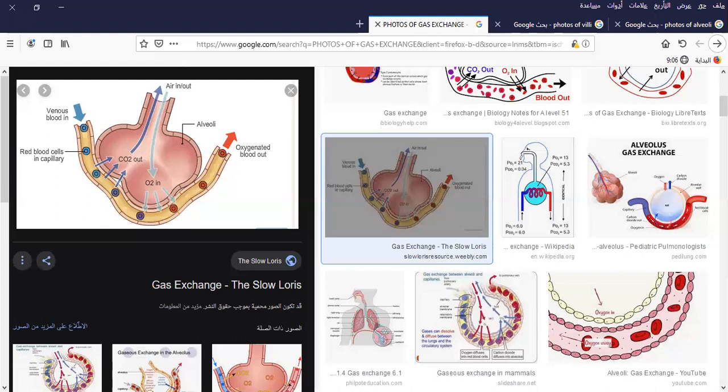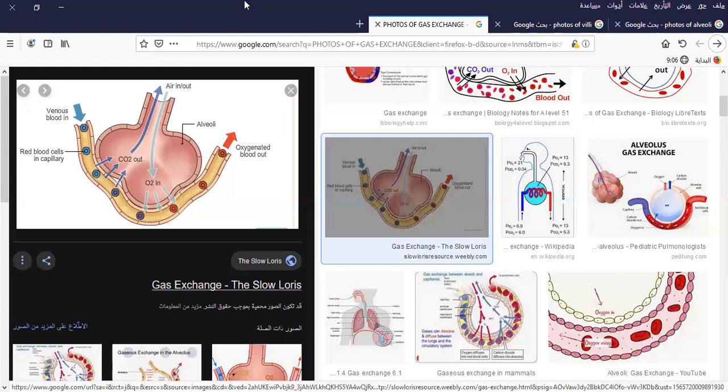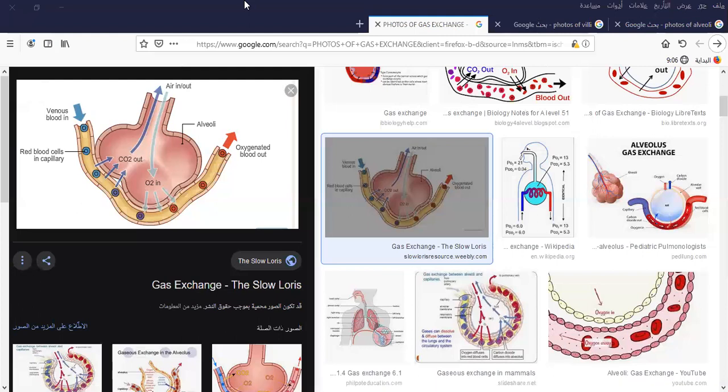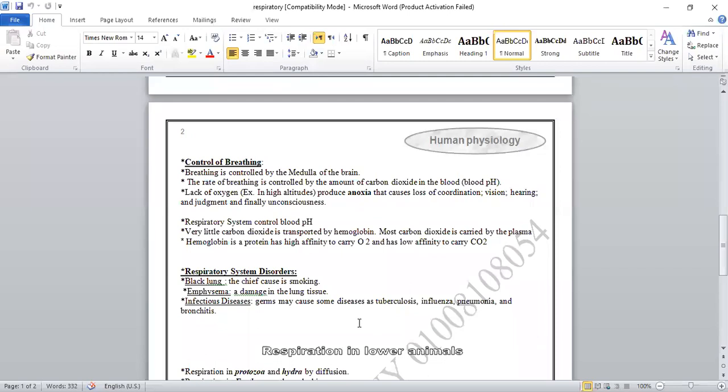Understand the gas exchange ولا لسه في مشكلة؟ لا كده تمام شكرا. طيب هنرجع تاني للايه؟ للسيستم بتاعي.